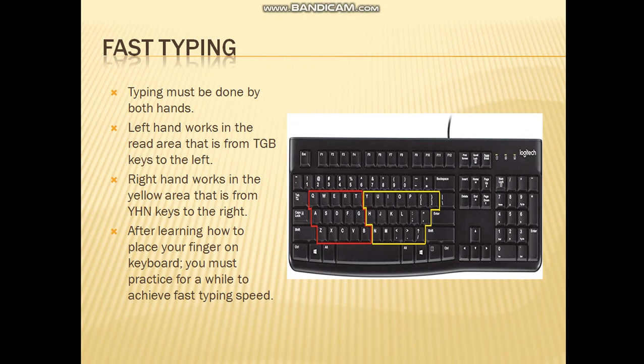Left hand works in the area that is marked red in the picture. This area is TGB keys, and from there to the left side of the keyboard, and the yellow area is the right hand area, or you can say it is YHN keys, and from there to the right side.